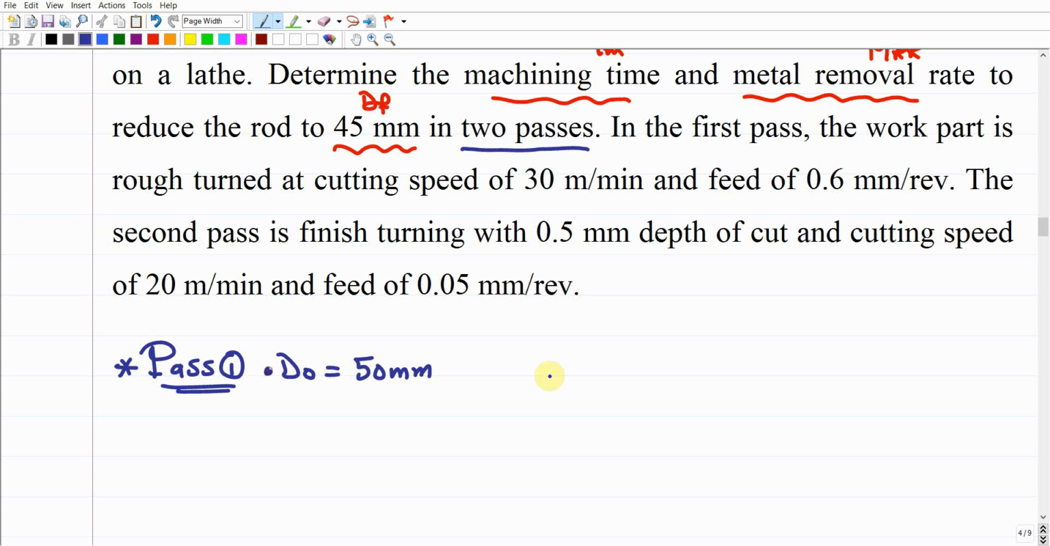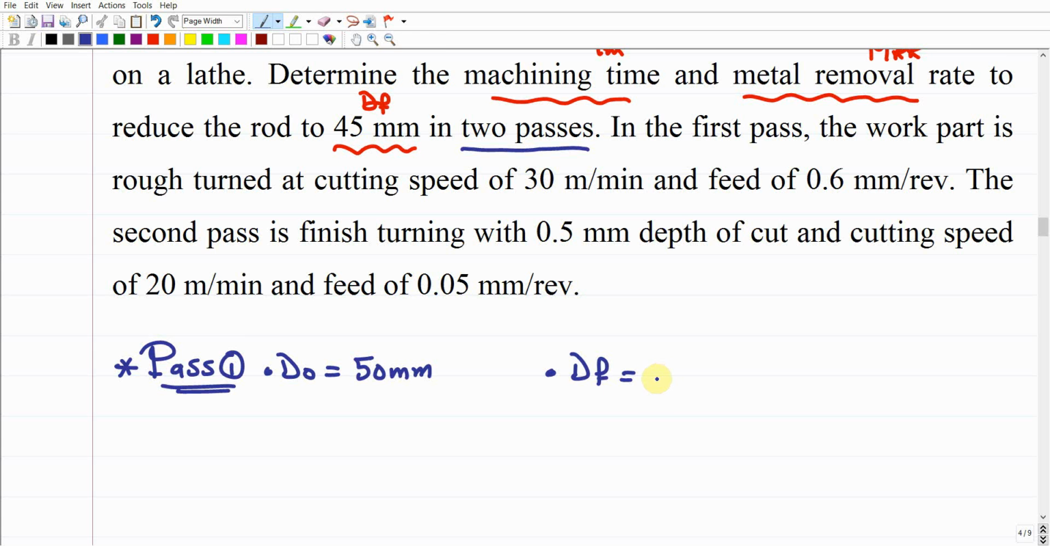But the D final in the first pass won't be 45. Because if we decrease the diameter up to 45 millimeter in one pass, there is no room for the second pass. So it means that we are going to decrease the diameter to a certain value, which should definitely be bigger than 45 millimeter. Then we're going to end up with 45 millimeter after the second pass. So how much is the final?